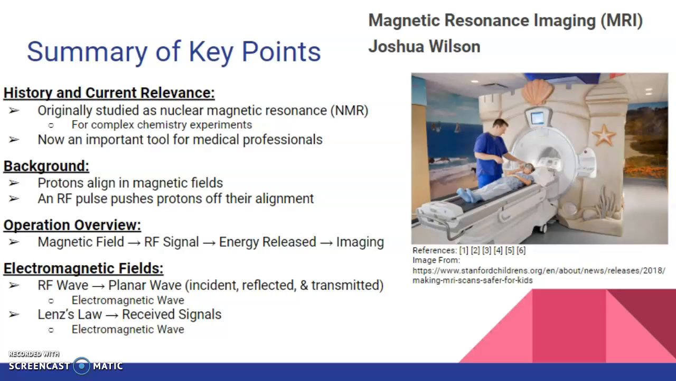From our course, we can find that the RF wave is a planar wave traveling in air, and once it interacts with the surface of the body, it produces an incident, reflected, and transmitted wave. Another core course concept was the use of Lenz's law to produce a current from a change in magnetic flux.